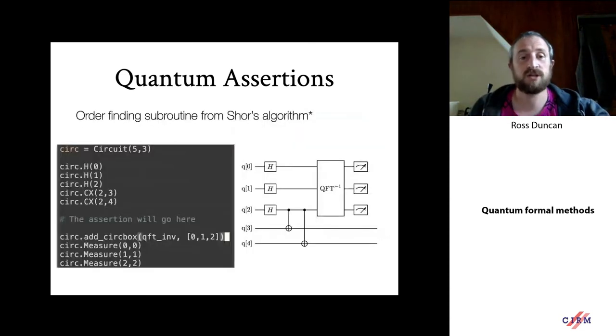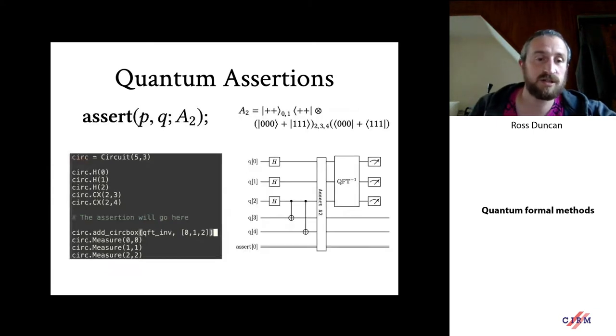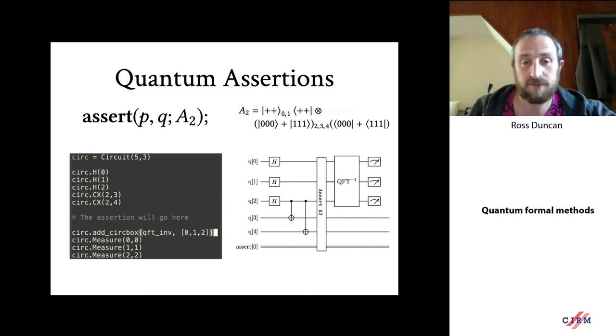So if we wanted to try to use this, how would that look? Here is a little circuit corresponding to a subroutine in Shor's algorithm. And here's how it would look in Python if we wrote it in PyTicket. If I want to make this assertion that A2 is happening at this location in the circuit, then what I expect to happen is to have something happening here to check this claim. So this comment is going to soon be replaced with a whole bunch of code.